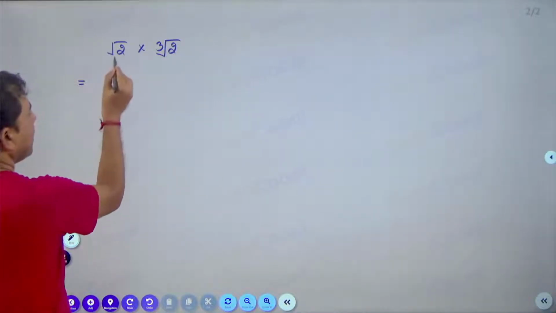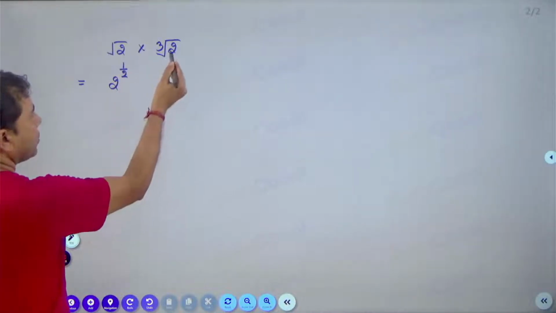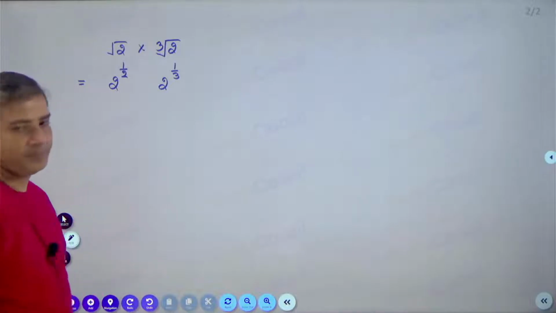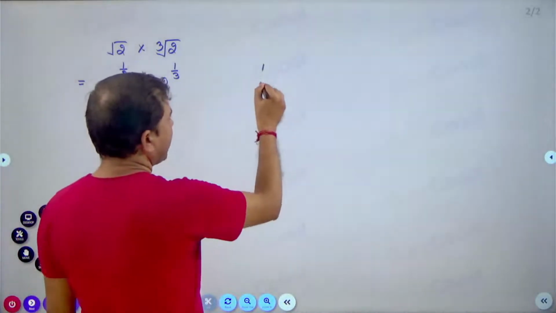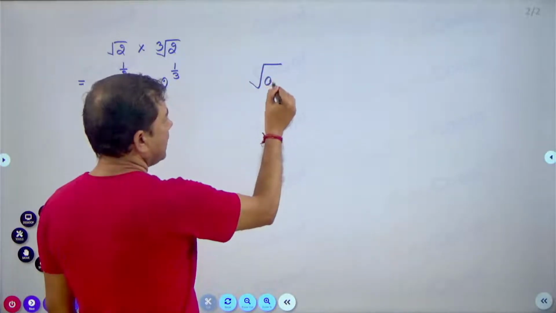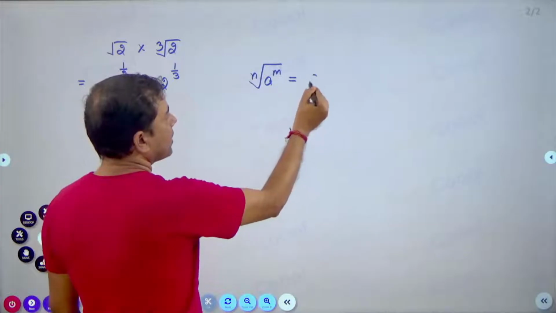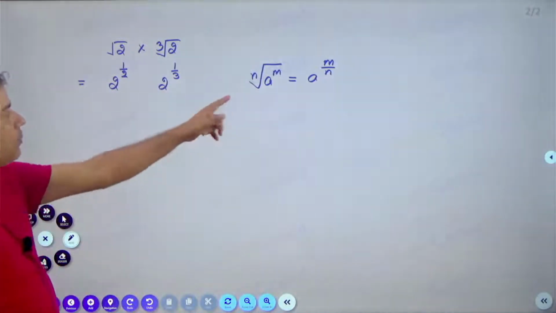See, root 2 means 2 raised to the power 1 by 2, and cube root 2 means 2 raised to the power 1 by 3. Is that right? Yes. Because of the law I taught in yesterday's class, the nth root of a raised to the power m means a raised to the power m by n. Using that property, I wrote it.